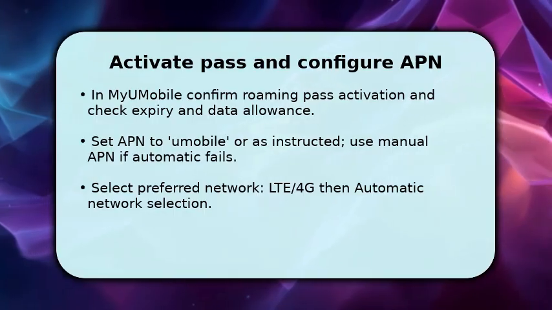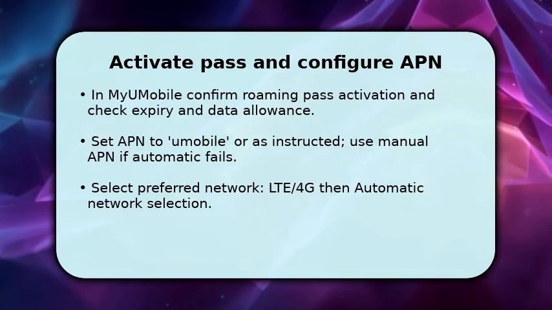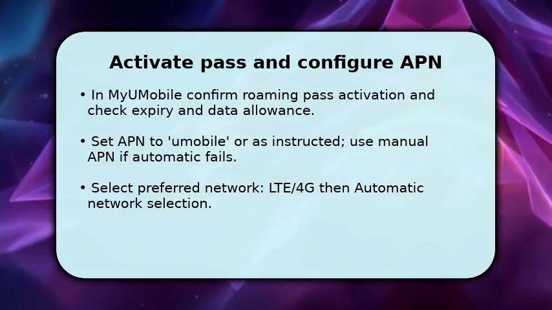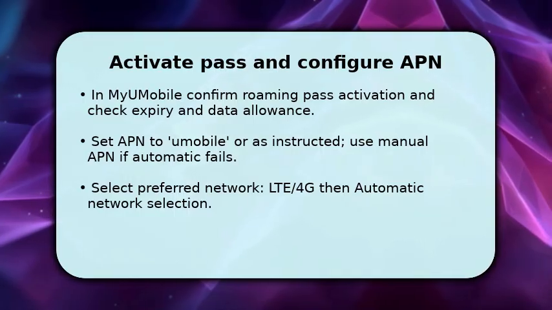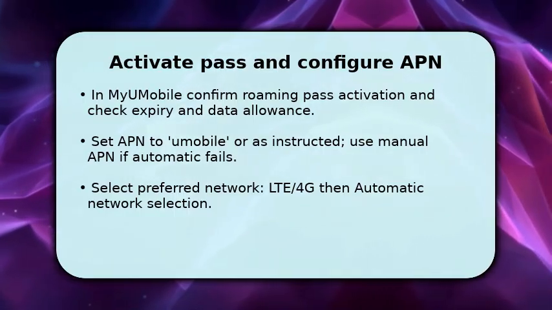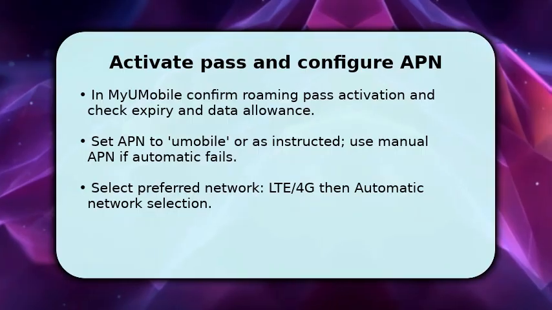After that, set network selection to automatic and prefer LTE/4G for data reliability. If prompted, accept carrier updates and restart the device. This registers your SIM with a local roaming network.